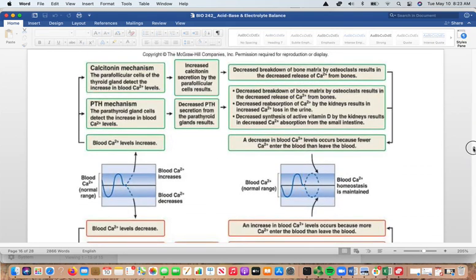So this here, again, looks at how do we keep balance of this. So if the blood calcium levels increase, you're going to activate parathyroid hormone. That will trigger calcitonin. Increased calcitonin secretion is going to decrease the breakdown of bone matrix. Decreased PTH is going to decrease the breakdown of bone matrix. It's also going to decrease reabsorption in the kidneys and decrease the synthesis of vitamin D to lower the blood calcium levels to get back to homeostasis.